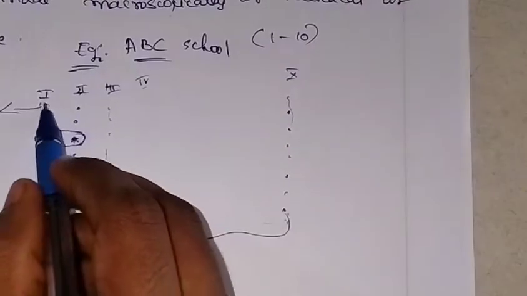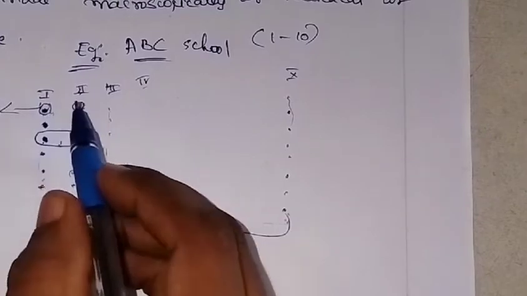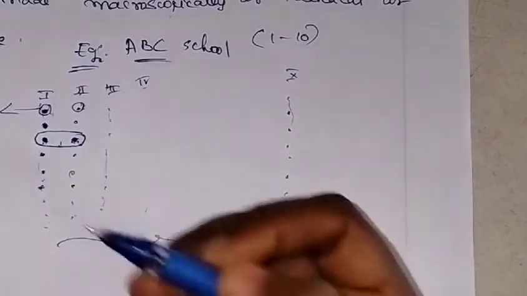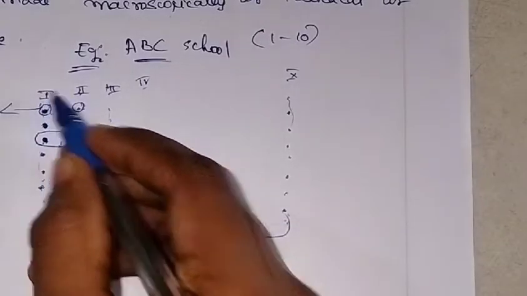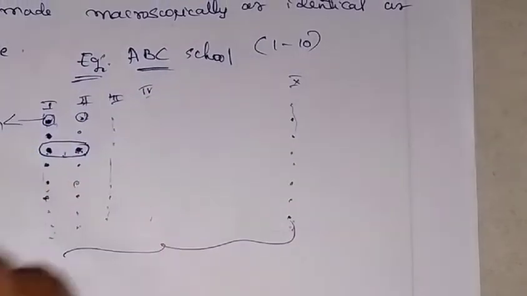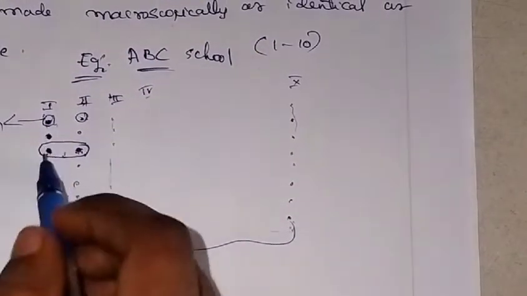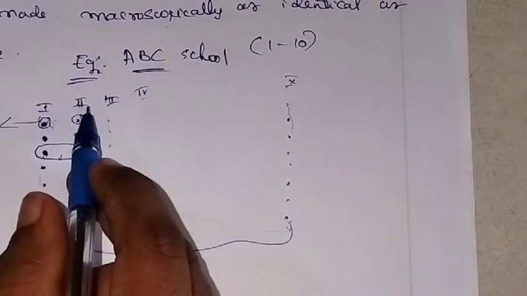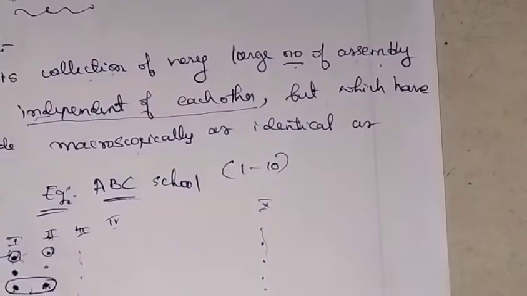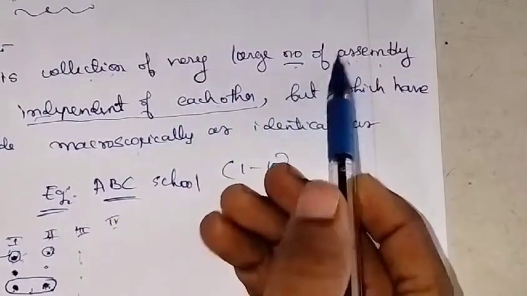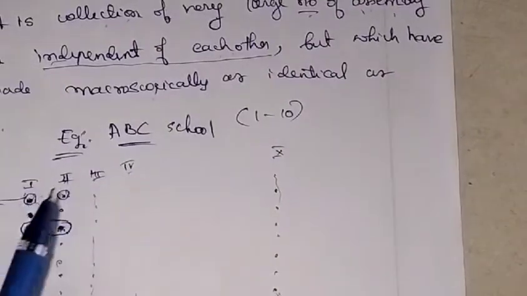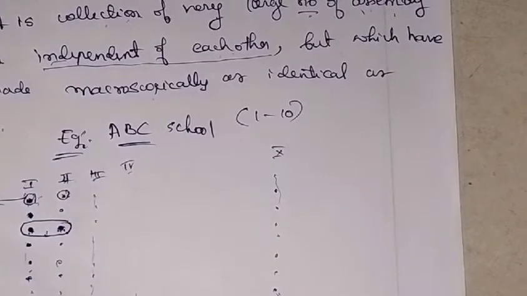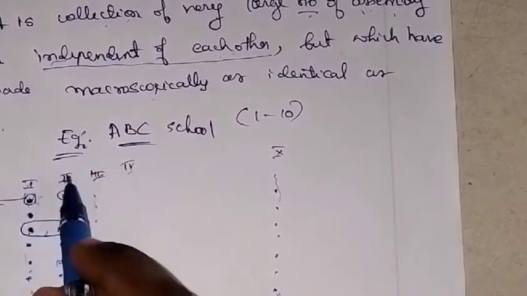Similarly, if you consider this student and this student, they are not dependent, right? Because they belong to different assemblies. This belongs to the first standard, this belongs to the second standard. Means they are not connected. They are totally independent of one another. That is what the second statement is telling. It is a collection of very large number of assemblies, as we just saw, which are independent of each other. Correct? So each assembly is not related. They are totally different from one another, because they belong to different classrooms, right?